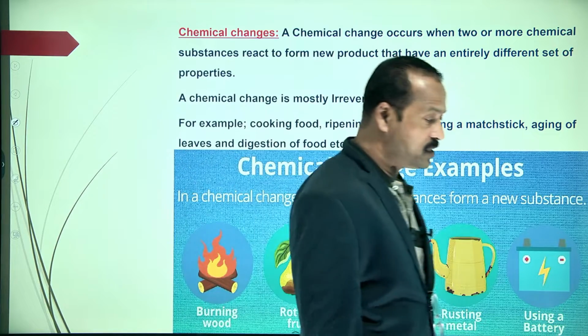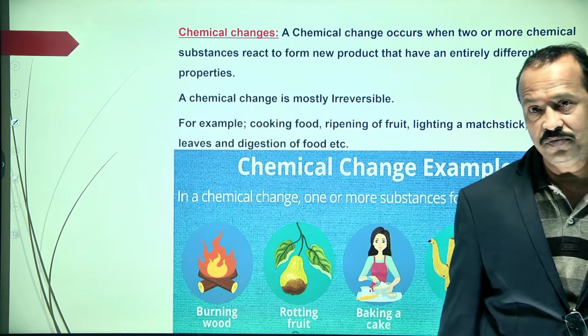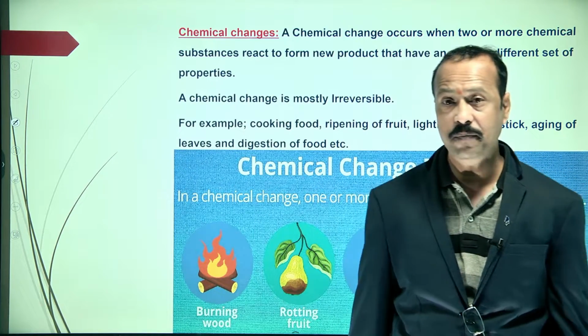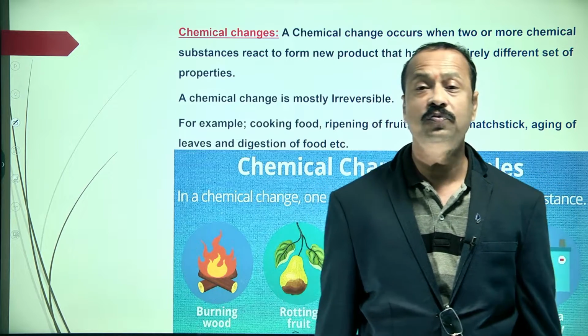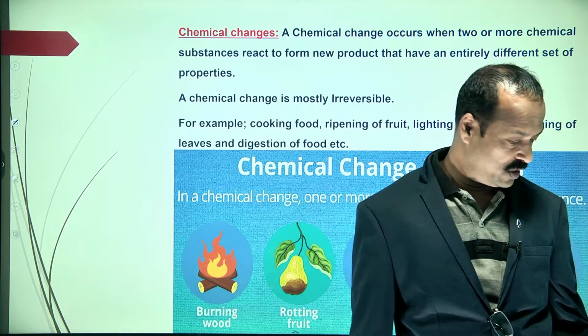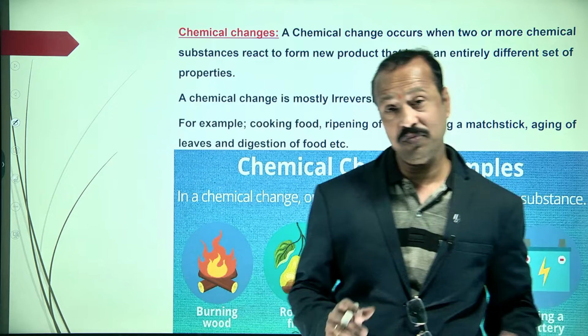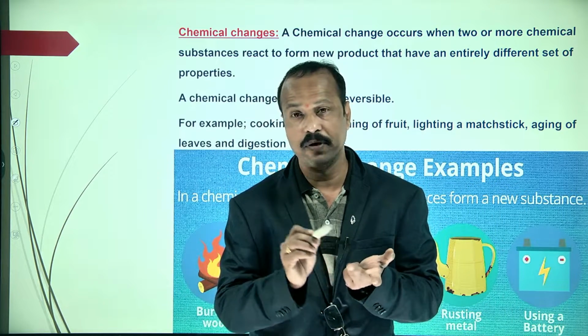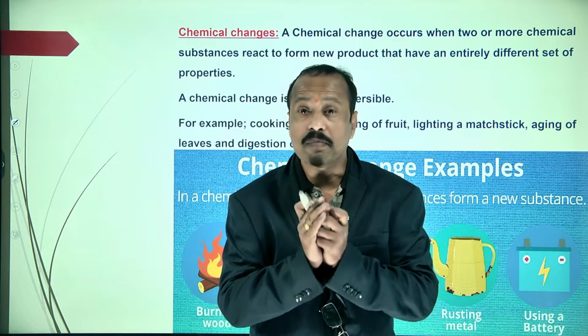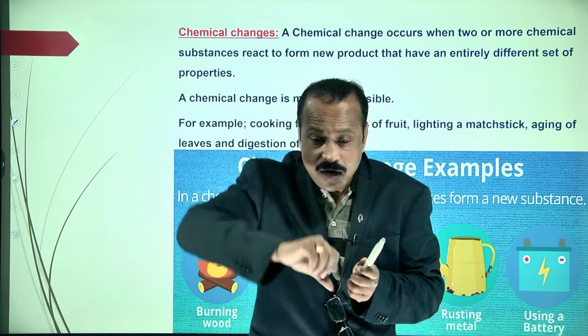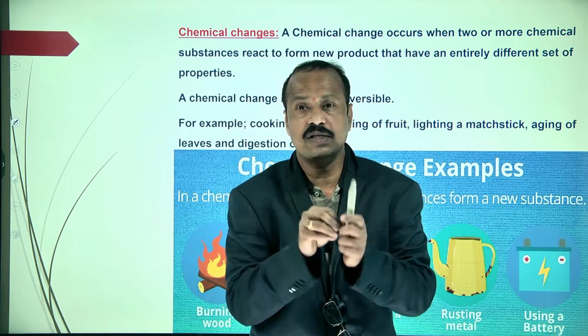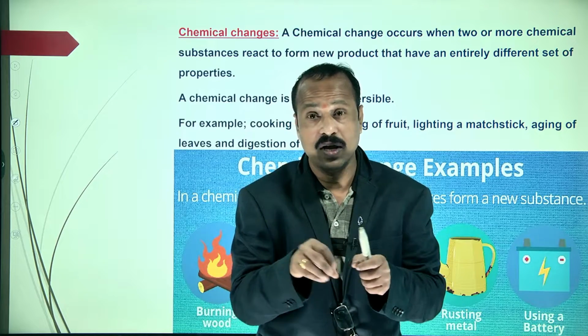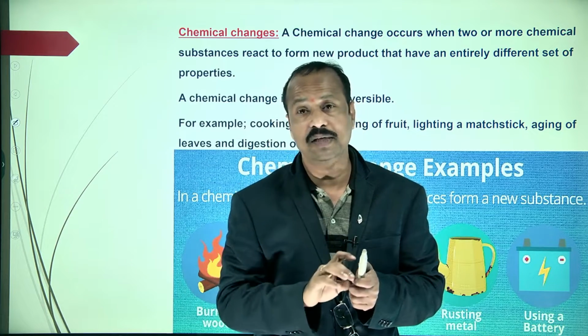Now chemical change is quite opposite to the physical change. So physical change means what? There were only changes in the physical properties, like size, shape, state, etc. But in the chemical change, there is a change in the composition, how it is made up of.